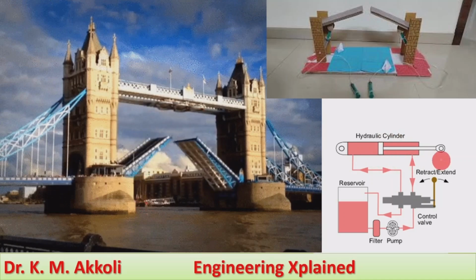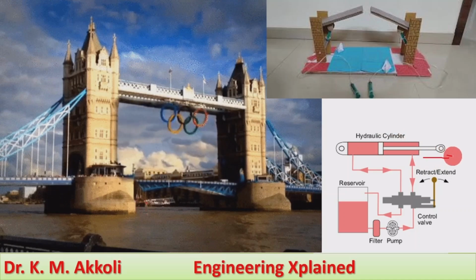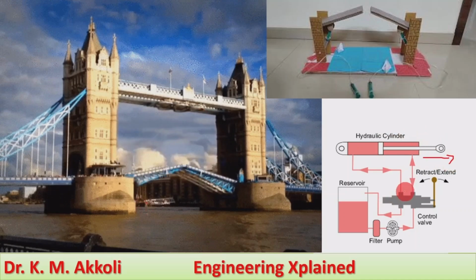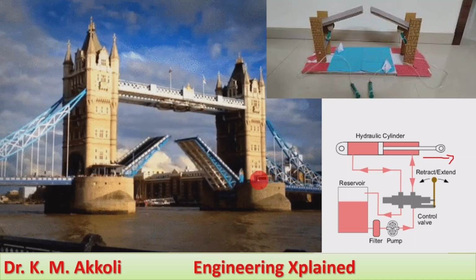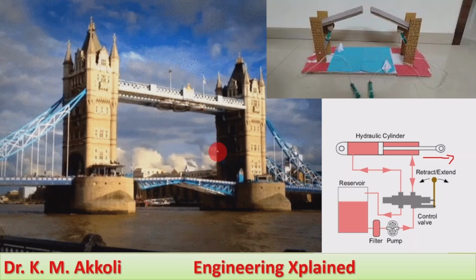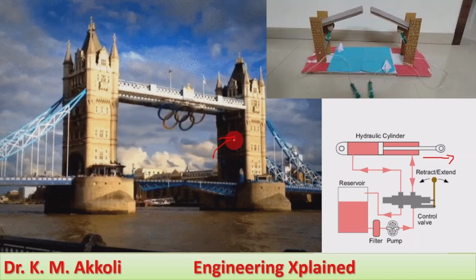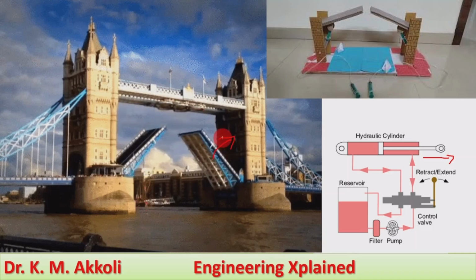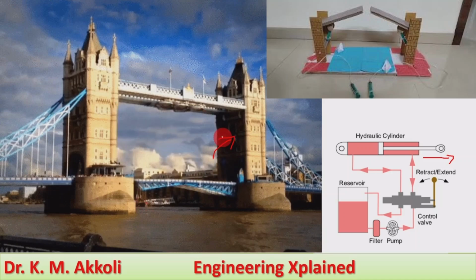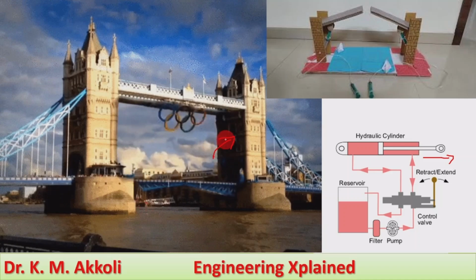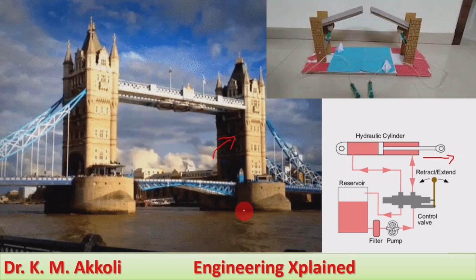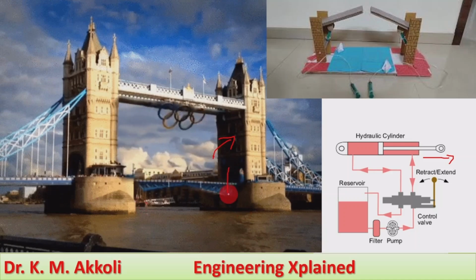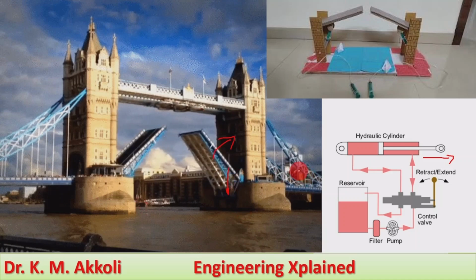For linear load carrying, we use the hydraulic cylinder. For rotary, we use hydraulic motors. The hydraulic bridge operation requires three functions. The first function is lifting of the bridge to a particular height. The second function is holding that heavy load at that position for the time period needed to pass the ship. The third one is smoothly coming back to its original position, lowering the bridge. The three functions are to be carried out.